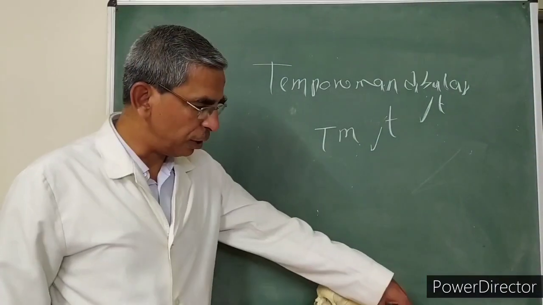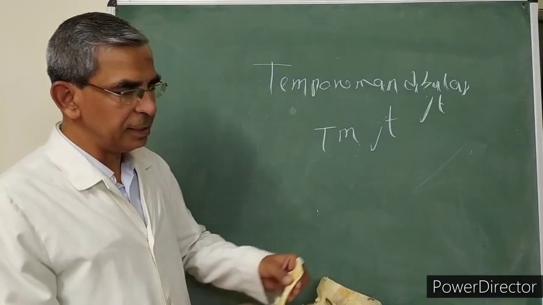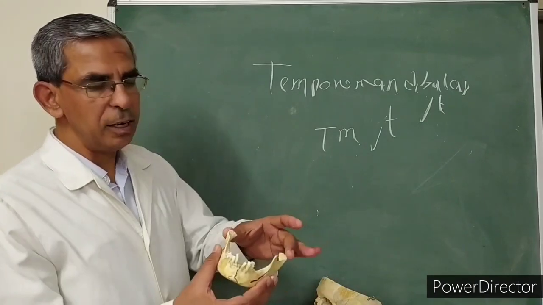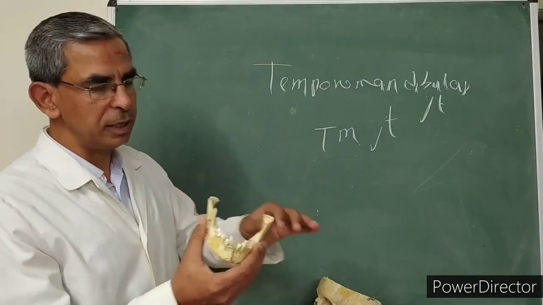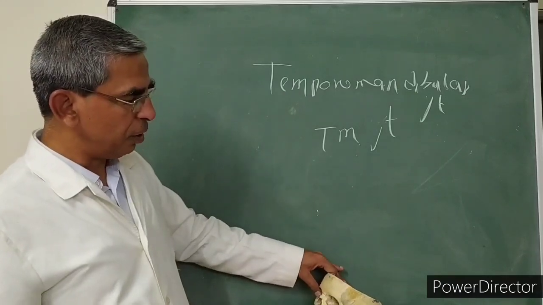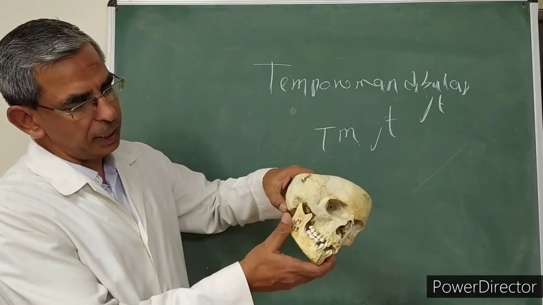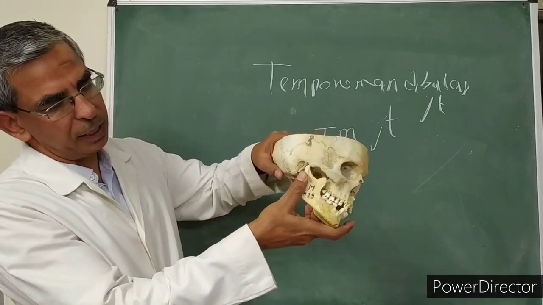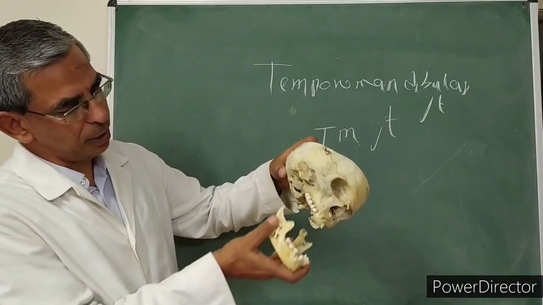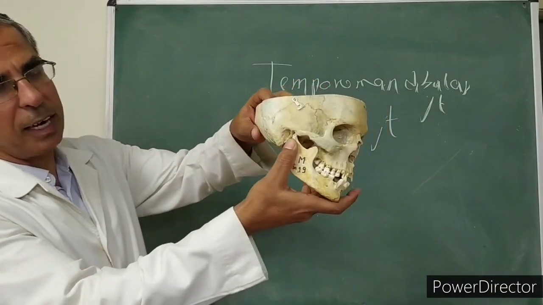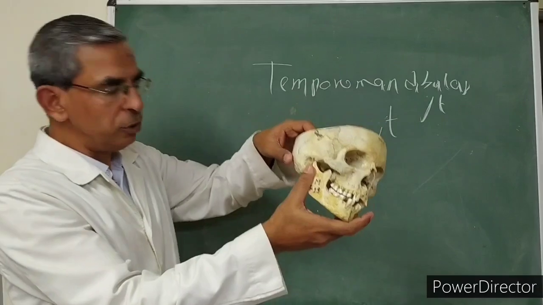The temporomandibular joint acts as a bicondylar type of joint, because the heads of the mandible on both sides unite with the upper articulating surface here. So both sides act as a single unit here. Both condyles of the mandible articulate and act as a single unit. That's why it's a bicondylar type of synovial joint.